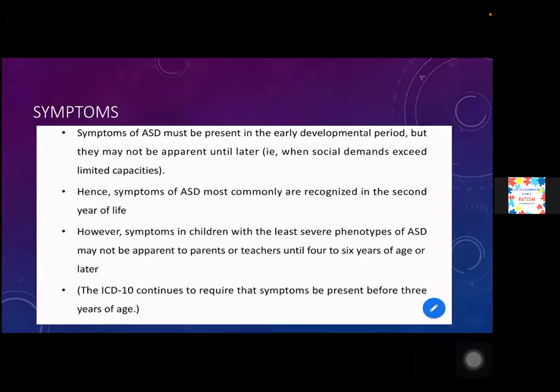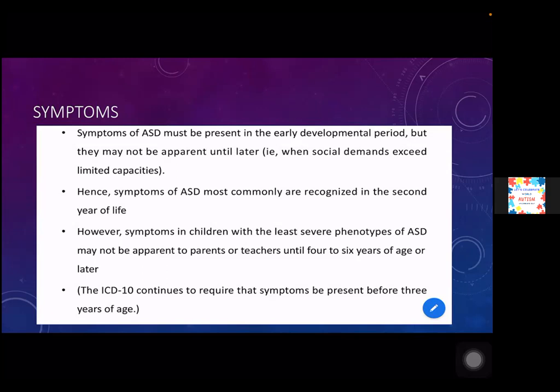So symptoms of autism, ASD stands for Autism Spectrum Disorder, henceforth in the presentation. Symptoms of ASD must be present in the early developmental period, but they may not be apparent until later. What I mean by this is that the ASD symptoms are present in the early development, less than 3 years of age.